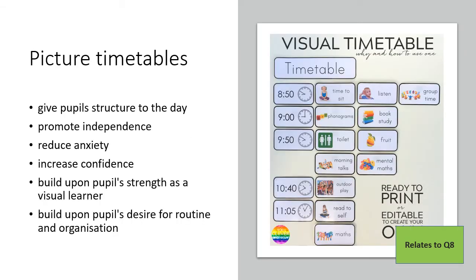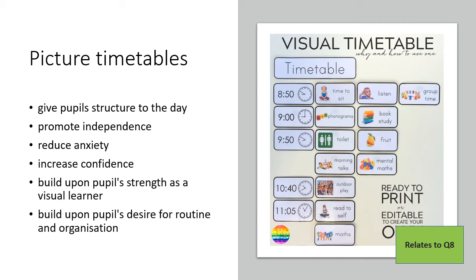Another example here, we've got picture timetables. So you'll see on the right hand side there, the timetable there, it's got times on there. So for example, at 8:50, you'll see the pictures next. So it's time to sit, it's time to listen, and it's group time. At 9 o'clock, they're going to be doing phonograms and book study. At 9:50, it's toilet time, fruit time, morning talks, mental maths, and so on.